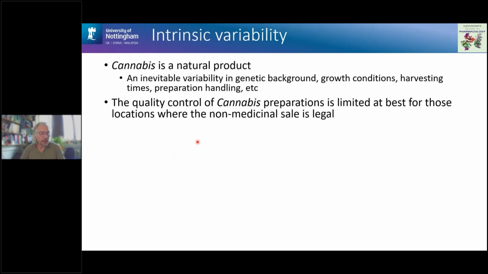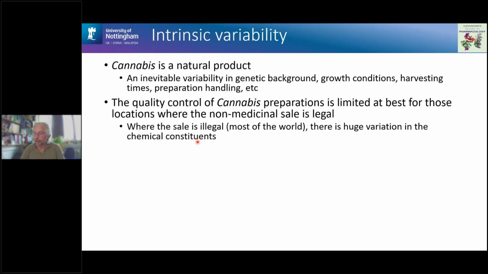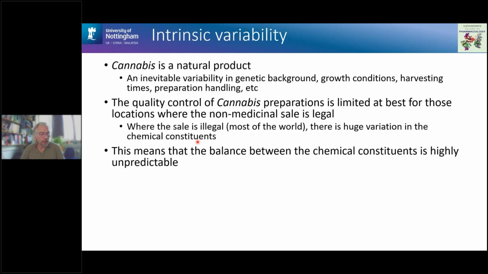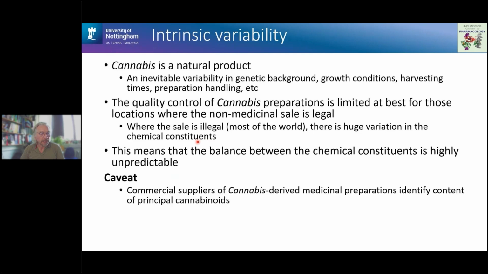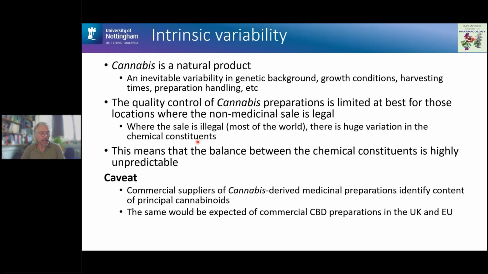So quality control is an issue, obviously, where these are illegal products. But what we're anticipating is that the commercial suppliers are much more regulated and hence more able to identify the contents. And certainly for the medicinal preparations, these are all very well disclosed. And we're anticipating that commercial cannabinoid preparations should be pretty well regulated too.